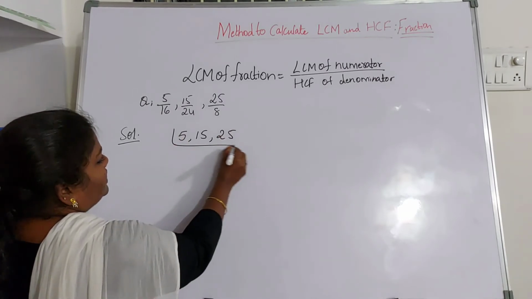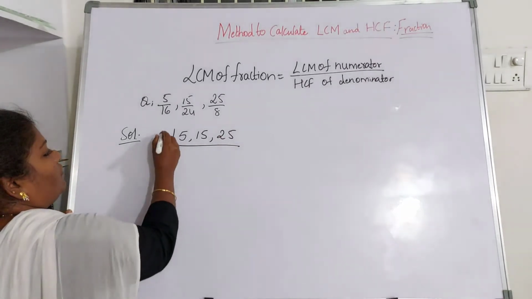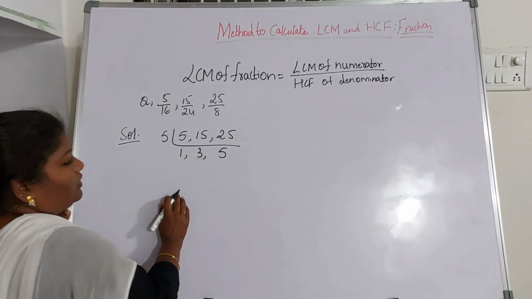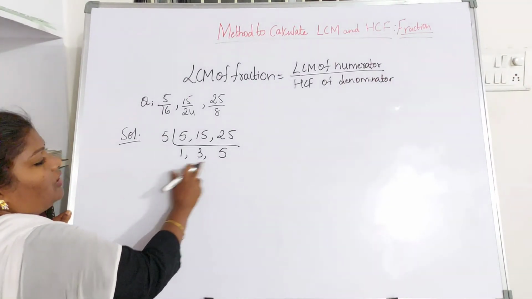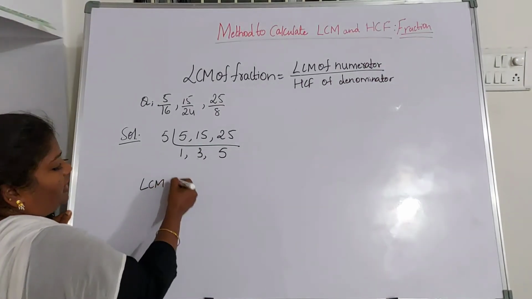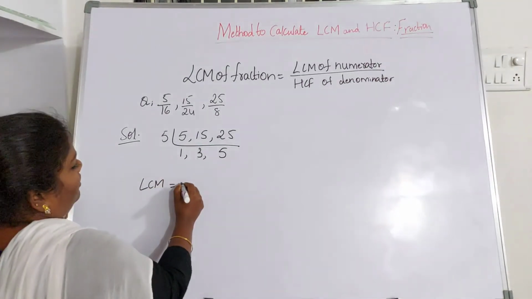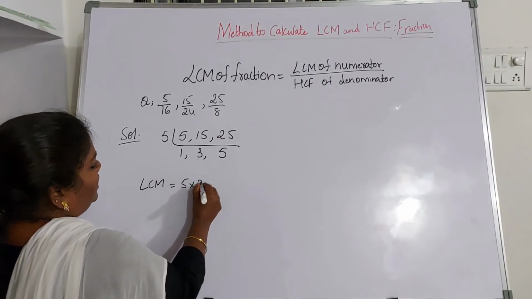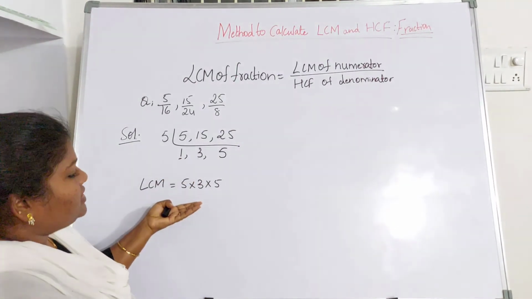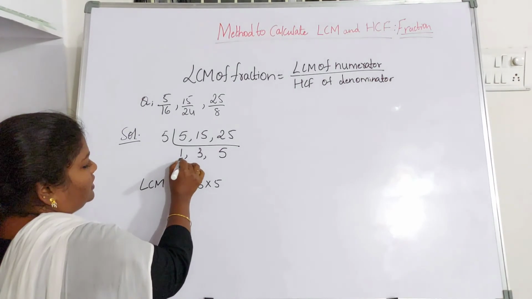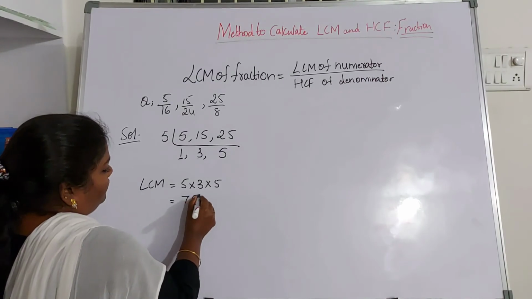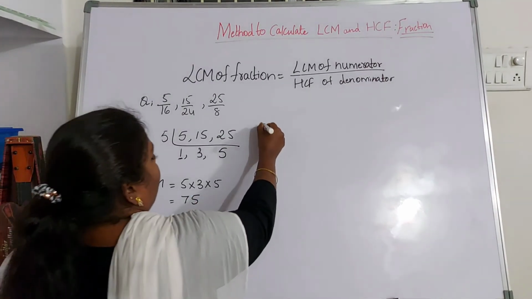Let us find out the LCM of these. 5 can divide all 3: 5 1s, 5 3s, 5 5s. Now you can see 1, 3, 5 are all different and prime, so we can stop dividing and just multiply 5 into 3 into 5. I am not taking 1 because multiplying with 1 gives the same number. 5 3s are 15, 15 5s are 75.